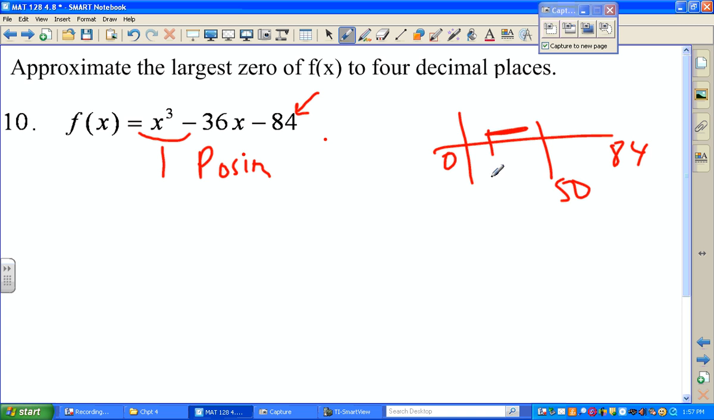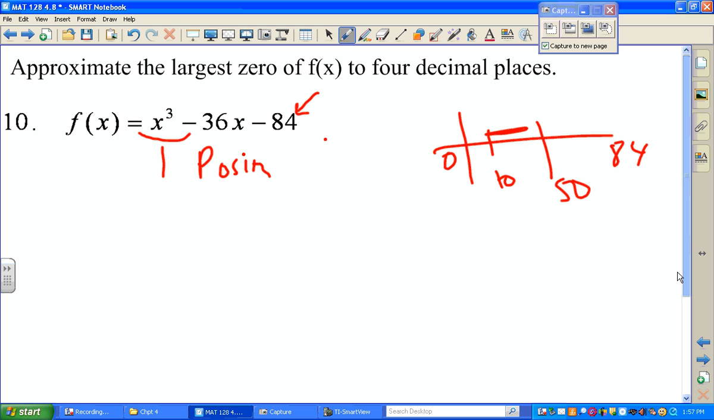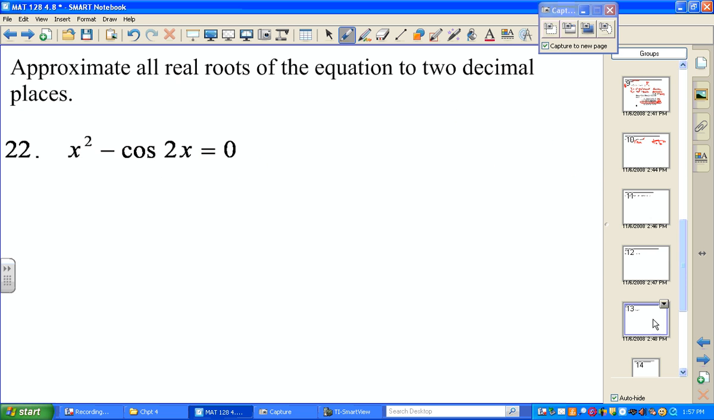So I'd probably pick something like 10 to start with. Do we pick 7, what it is? 7, that's fine. And then you can use that to figure it out. It's the same thing we just did, just a different problem. You can still graph it out to find the guess.